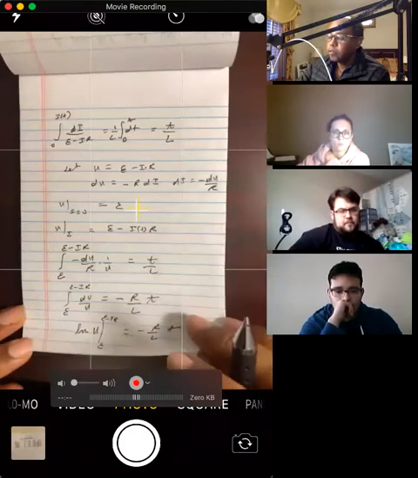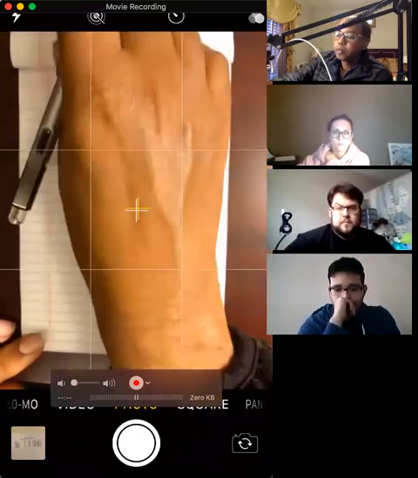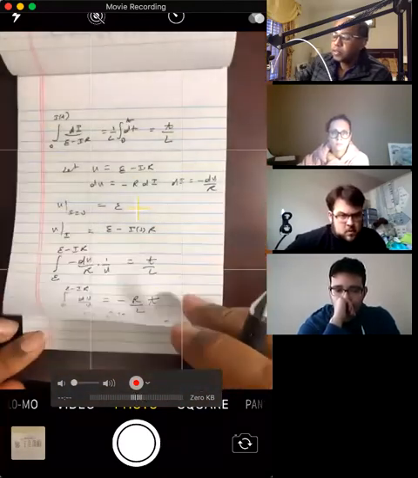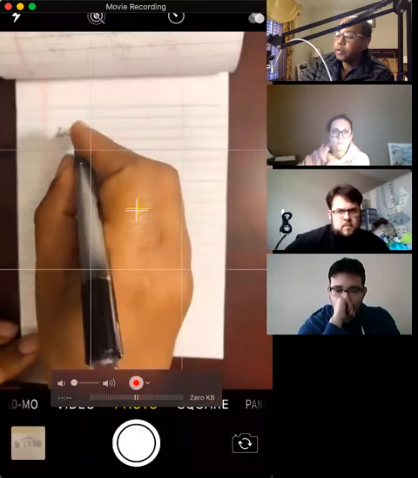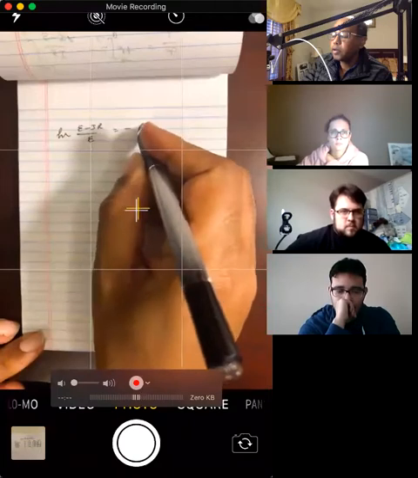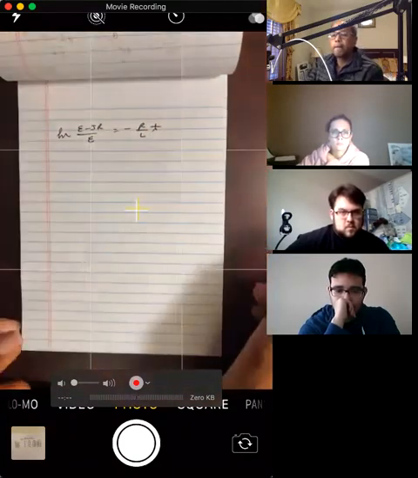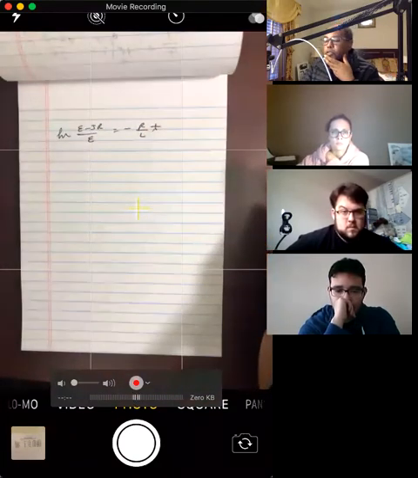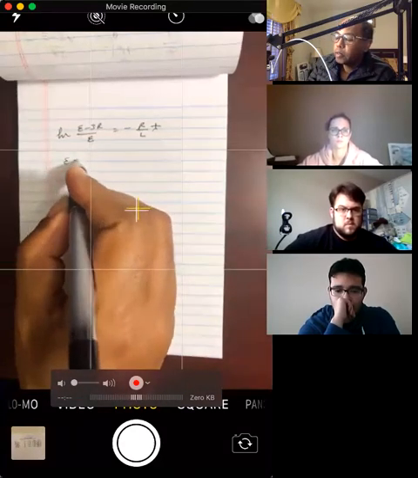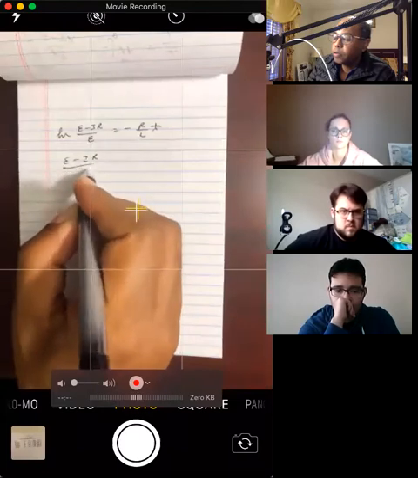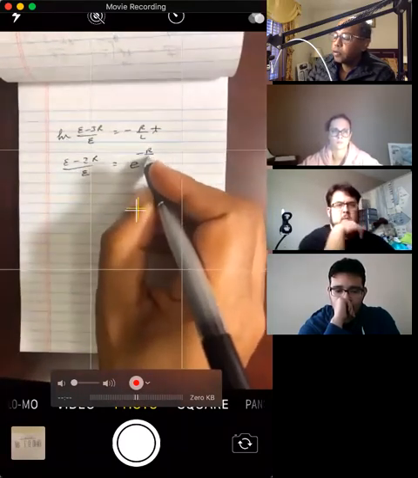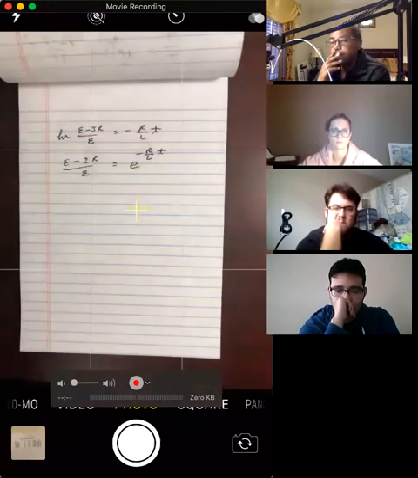And that gives me the ln of E minus IR over E equals negative R over L t. Then I'm going to change this to an exponential function. So that gives me E minus IR over EMF equals e to the power of negative R over L t.